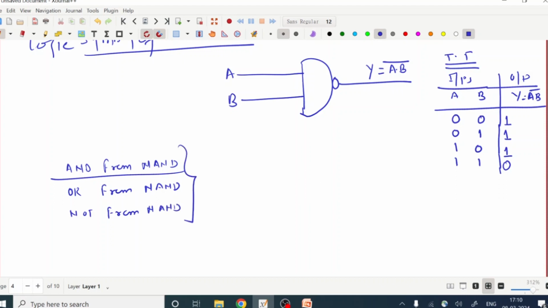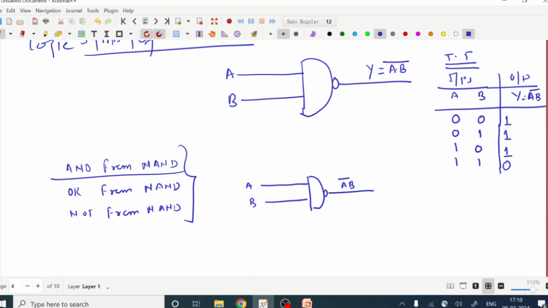In this way we design all the basic logic gates, and this proves that the NAND is a universal logic gate. First is AND from NAND. Simply take a two-input NAND gate with inputs A and B. What will be the output of this NAND gate? The output is (AB) complement.